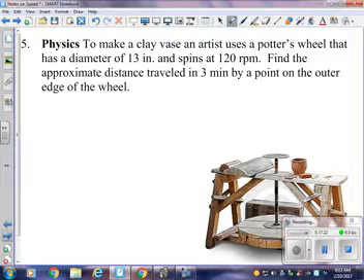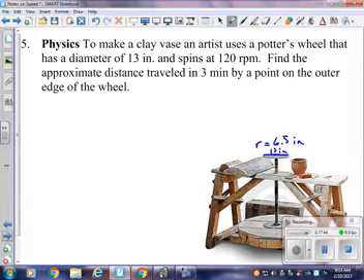All right, so here is our physics problem. We're making a clay vase, and an artisan uses a potter's wheel that has a diameter of 13 inches. They're talking about the part up here that he's actually making it on. So what's the radius? Well, that's going to be 6.5 inches because the diameter is 13 inches.